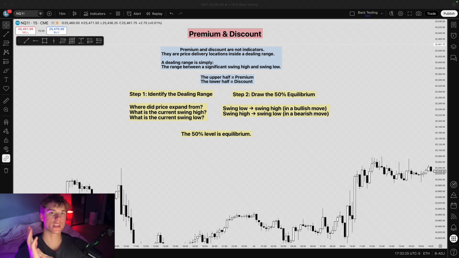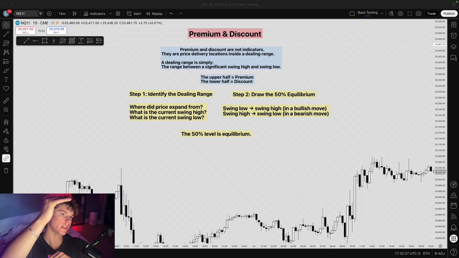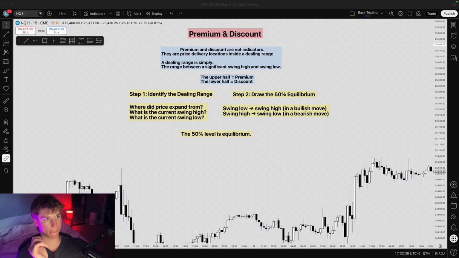The way that you can think about it is premium is where you want to sell because that is where price is high, and discount is where you want to buy because price is low. And the way that you identify where these locations are is a dealing range.